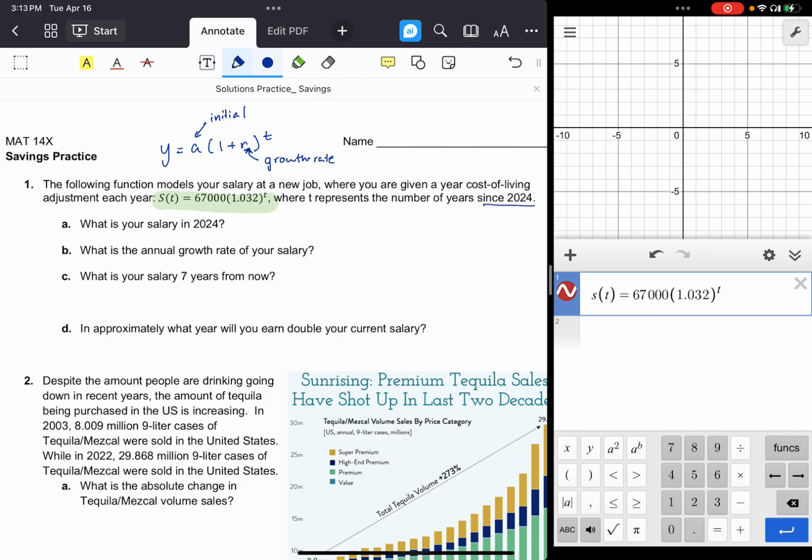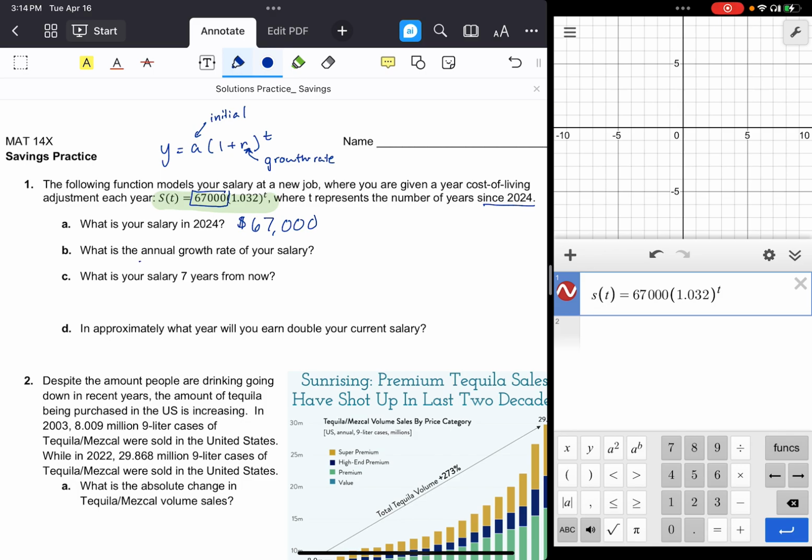All right, knowing this, we have this function that represents salary, and T is number of years since 2024. So if we're asked for our salary in 2024, that's just a fancy way of saying what is our initial value? And remember, our initial value is being multiplied by the base of our exponent. And so right here, that would be $67,000. And so that would be the salary in 2024.